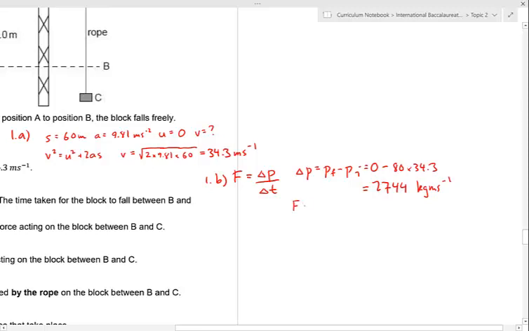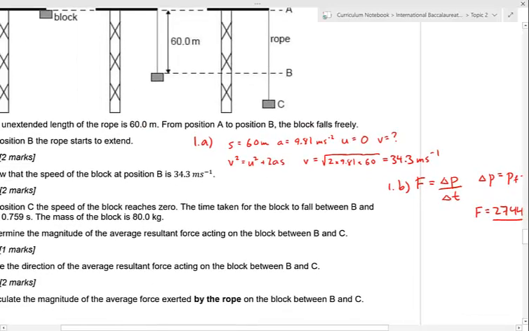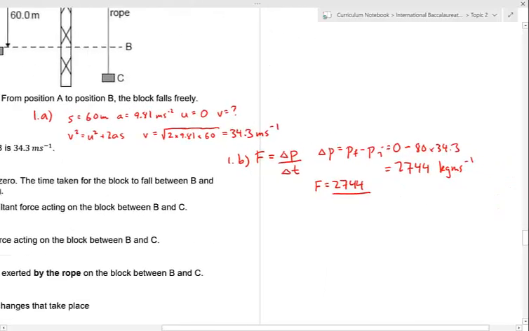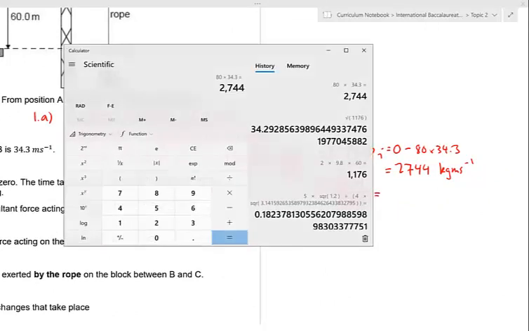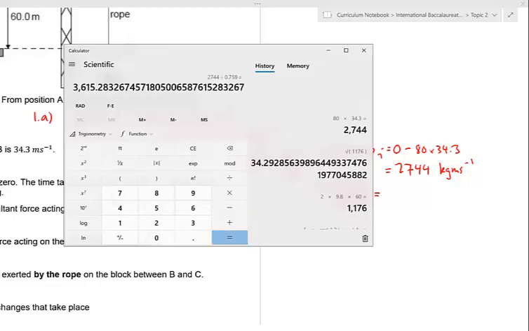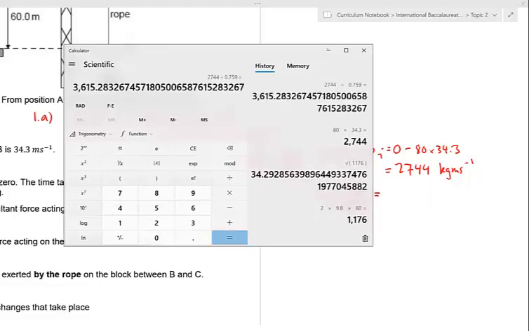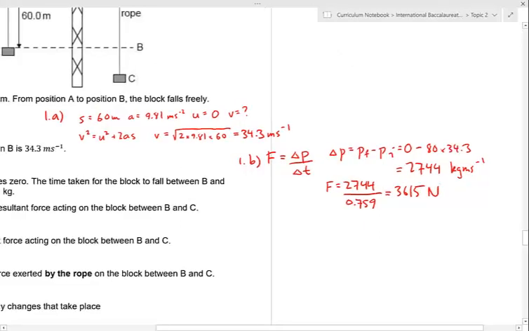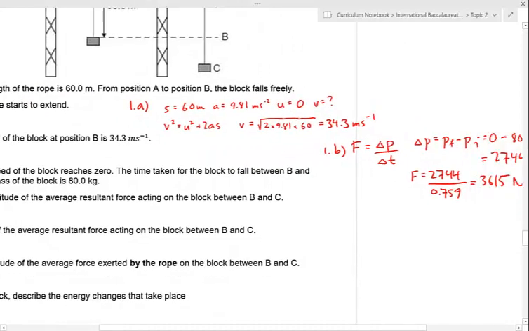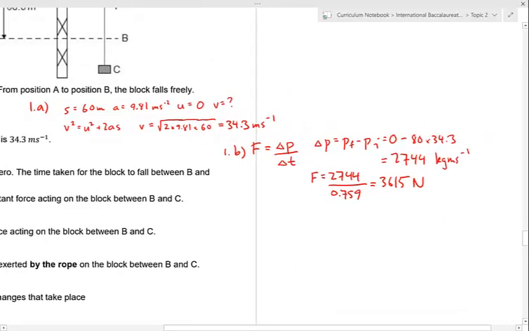And therefore the force is equal to 2,744 over the time that was given, which was 0.759. So we want to divide this by 0.759 and we get 3,615 newtons. And we were given things to 3 significant figures, so we should really give our answer to that as well. So it's 3.62 times 10 to the 3 newtons.